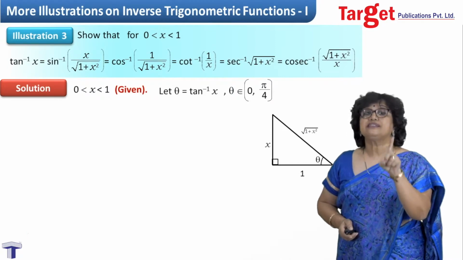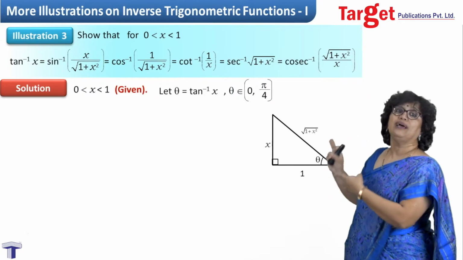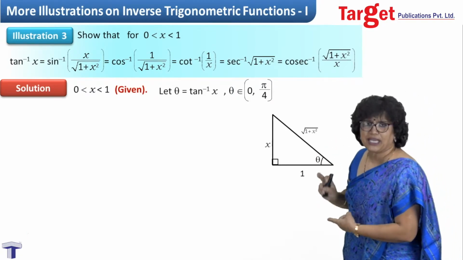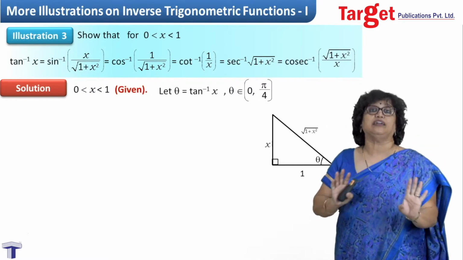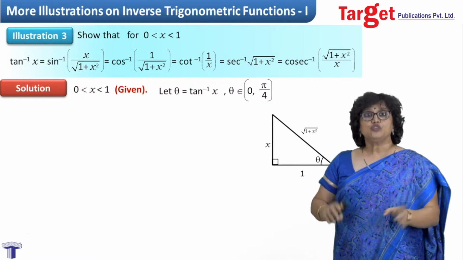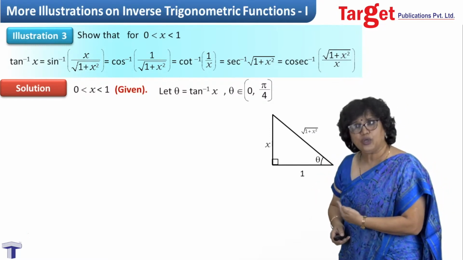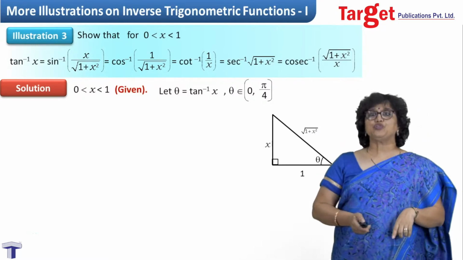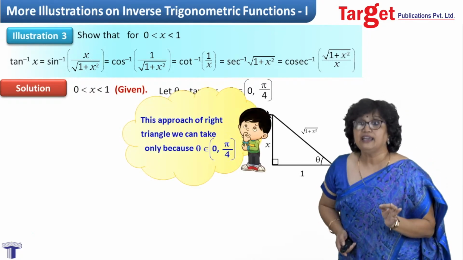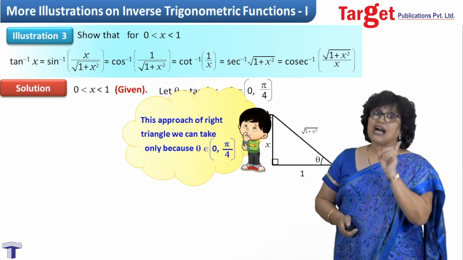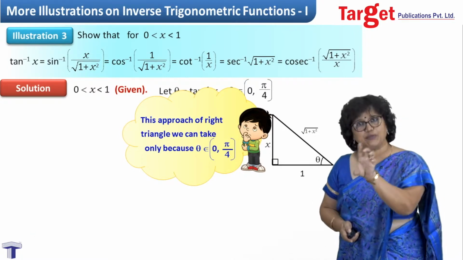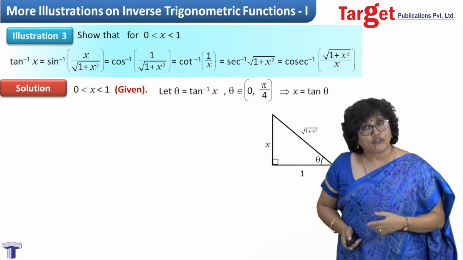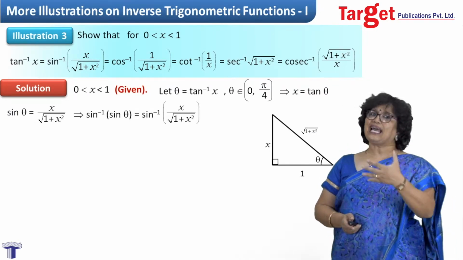So theta is between 0 and pi by 4, and I go for the right triangle approach also. Frankly speaking, whenever theta is between 0 and pi by 2, the right triangle approach is any time welcome. So I go for this problem also with the right triangle approach, and then one by one I will start writing. Reason? Because our angle is between 0 and pi by 2. In fact, here more precisely, it is between 0 and pi by 4. I go for x equal to tan theta, and from there I start writing.